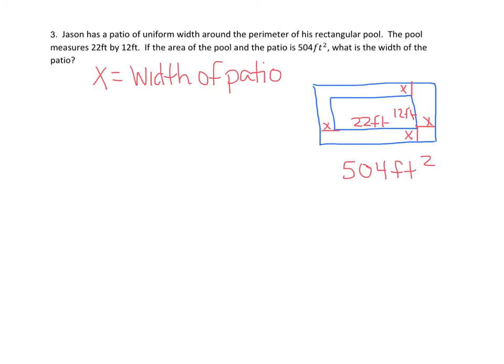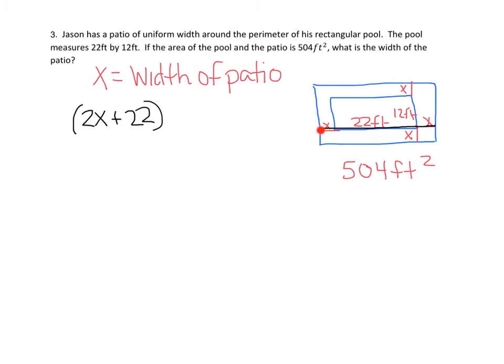So when I go to write my first equation, I'm going to look at my length of the pool and the patio together. So I'm looking at this length here that I just highlighted in black. So we're looking for the length of the pool and patio together. So that would be 2x plus 22.